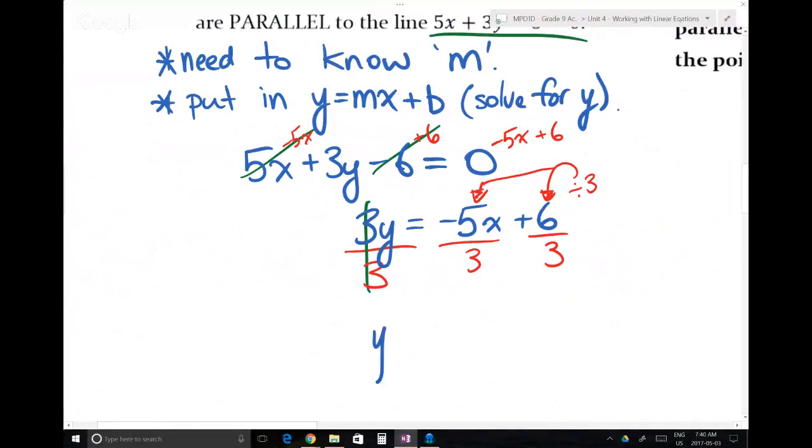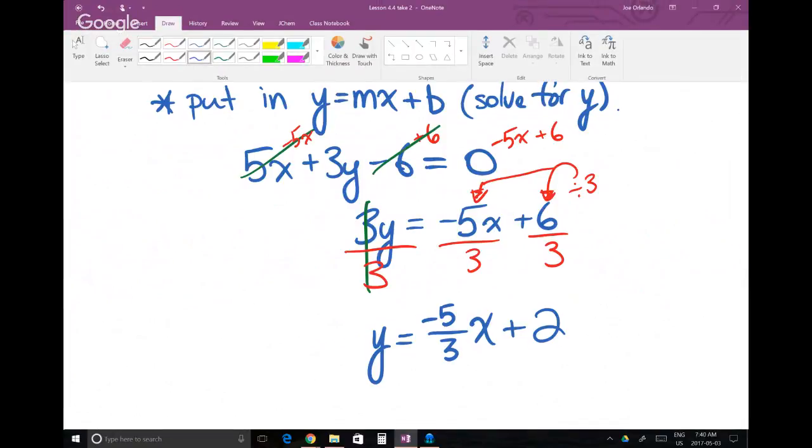3y divided by 3. Well, that leaves us just with y. Negative 5 over 3, leave that as a fraction. Yes, you could make it a decimal. It would be negative 1.667. But fractions are your friend because they give you a rise over run. So negative 5 over 3x. And then this doesn't need to stay a fraction. 6 divided by 3, of course, is 2. And there we go.